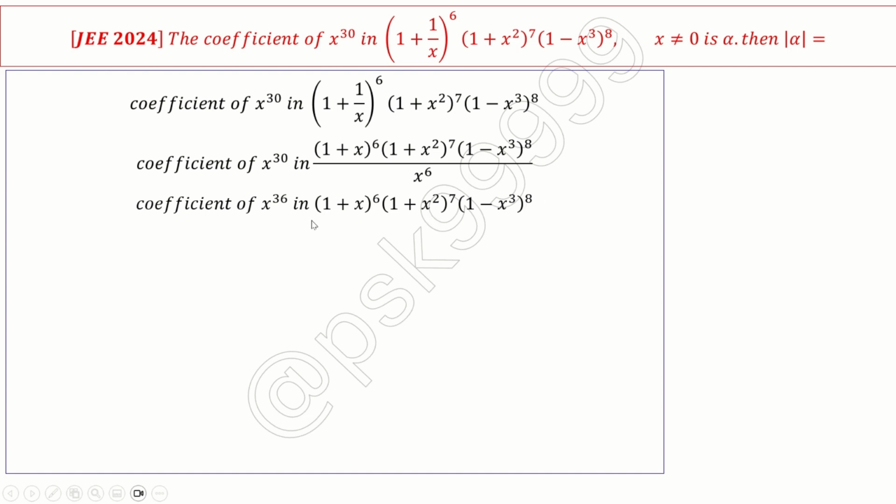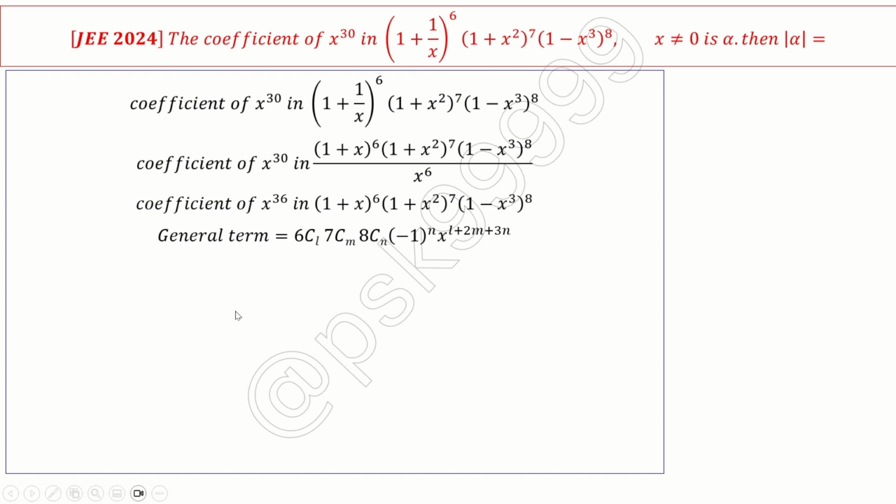Correct? Now this one is simple. Take the general term of each one. If I take 6cl into x to the power of l, 7cm, then x to the power of 2m, 8cn into minus 1 to the power of n and x to the power of 3n. Correct? So this is my x to the power of l plus 2m plus 3n. Now I have everything in place.